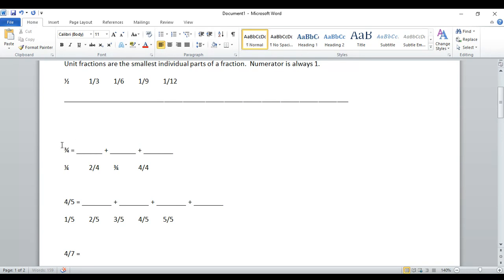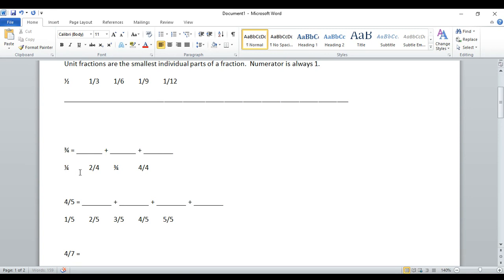Now, this really is just an addition problem written backwards. So the answer is on the left instead of as it usually is on the right. So it wants you to choose from these fractions. It's going to give you some choices: 1/4, 2/4, 3/4, and 4/4. And it's going to ask you to decompose 3/4 into unit fractions.